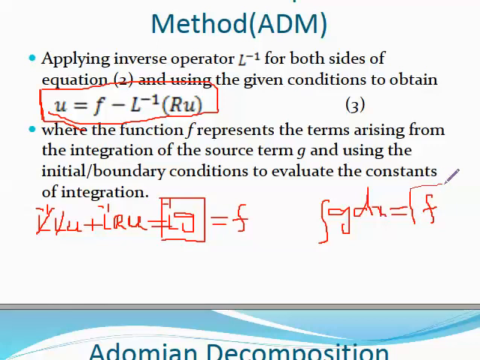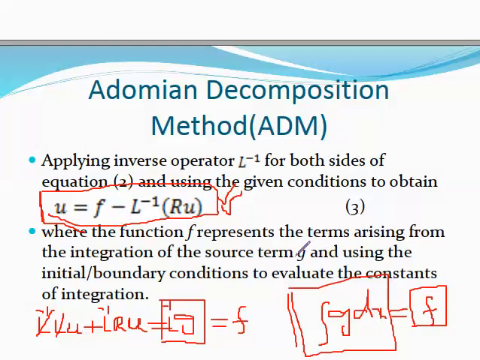F is a dummy solution of this source term. So we are just replacing this integration of the source term with a dummy function, which is f in this case. So this is now the operator form of the Adomian decomposition method.